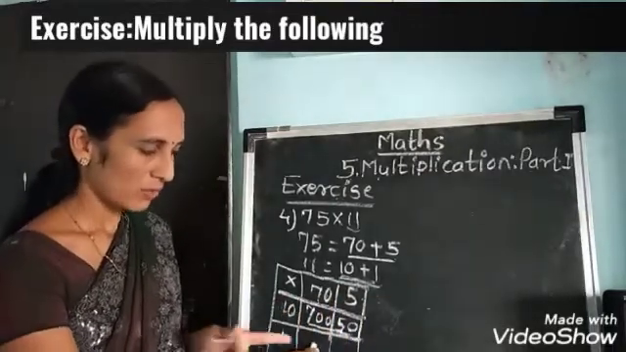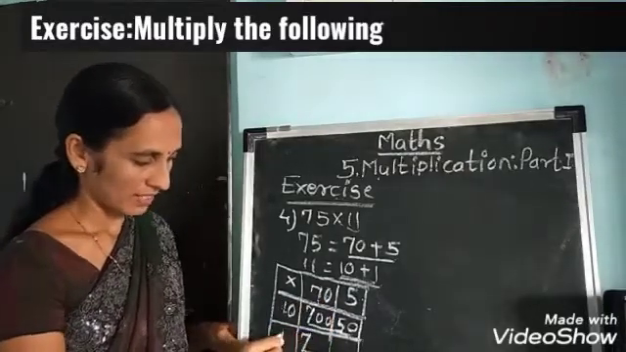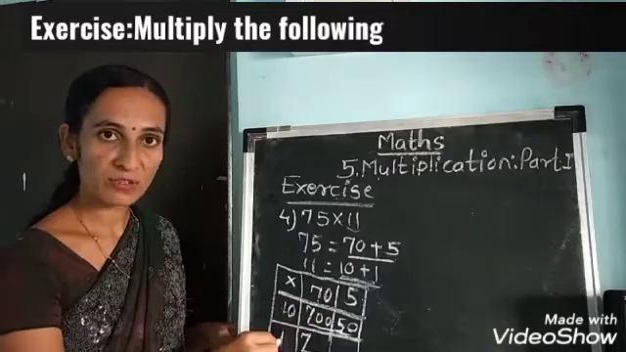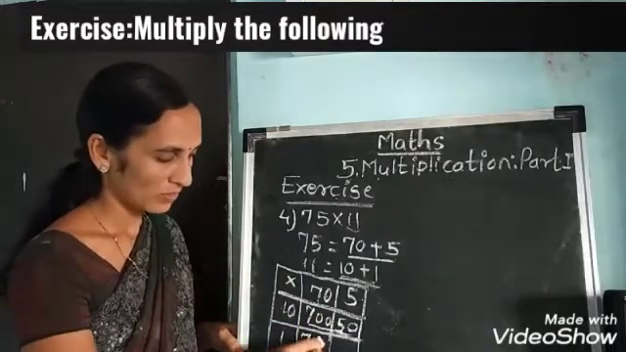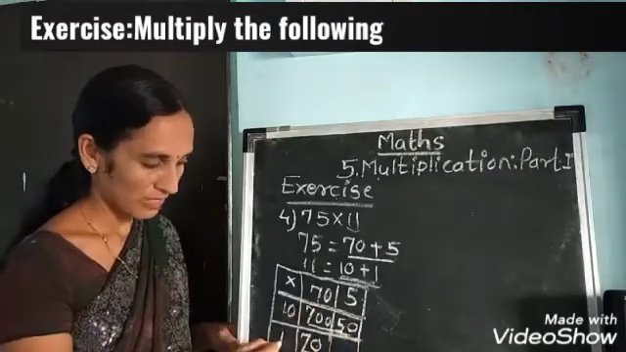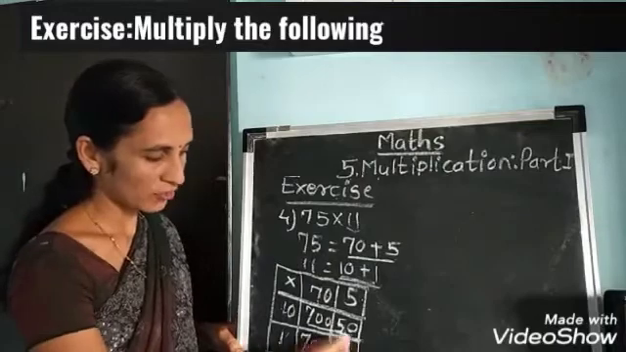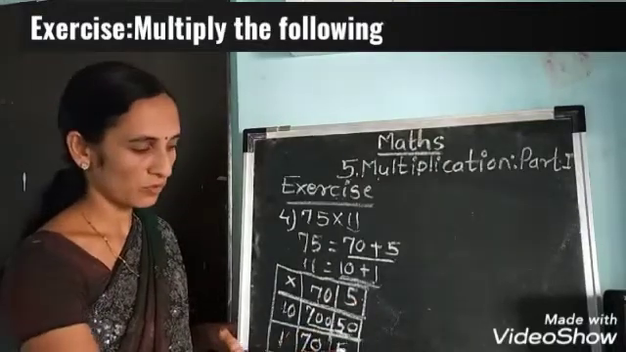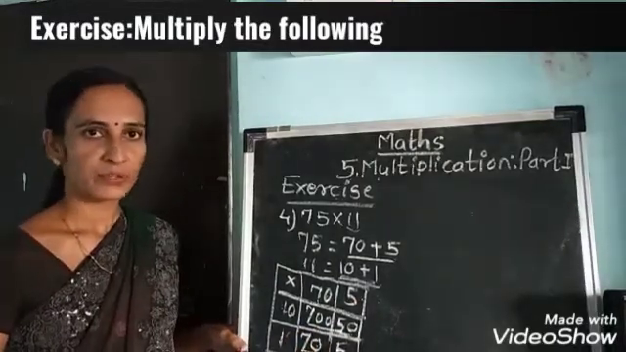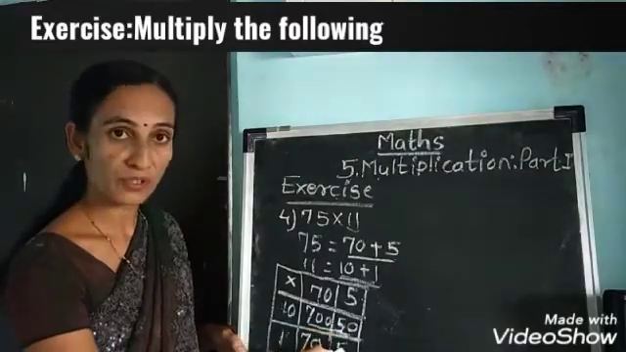Now this answer I want, so go straight. 7 ones are 7. And in both boxes how many zeros are there? Only 1. So this 0 write down here. This answer I want, so multiply these two numbers. 5 ones are 5. Is there 0 in both boxes? No 0, so don't give 0 here. Okay. Now add 1, 2, 3, 4 boxes.